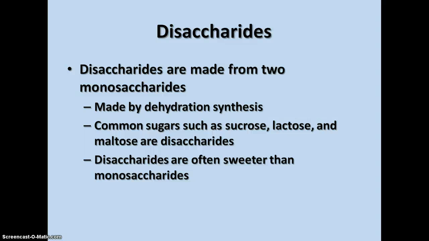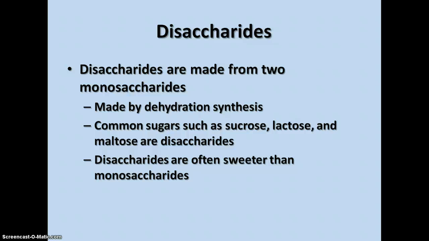Now, disaccharides are made from two monosaccharides that are joined together by dehydration synthesis. It's the same process that we did in class the other day when we showed how you could take a hydroxide from one molecule and a hydrogen from the other molecule and join them together, making a water molecule in the process. Common sugars like sucrose, lactose, and maltose are disaccharides.